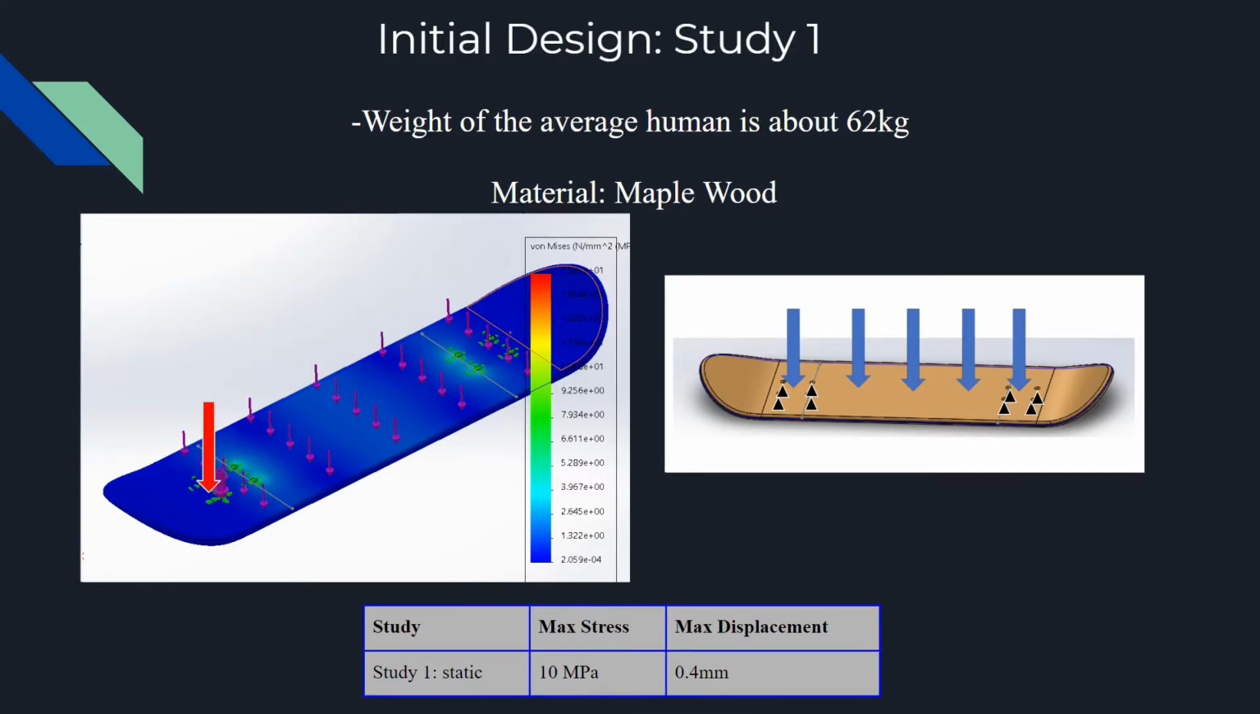We simulated the weight of an average rider to be about 62 kilograms, which translates to a 620 Newton distributed load or 0.006 megapascal pressure load. There are 8 fixed boundary conditions applied at the drill points on the deck. The study resulted in a max stress of 10 megapascals and a maximum displacement of 0.4 millimeters.